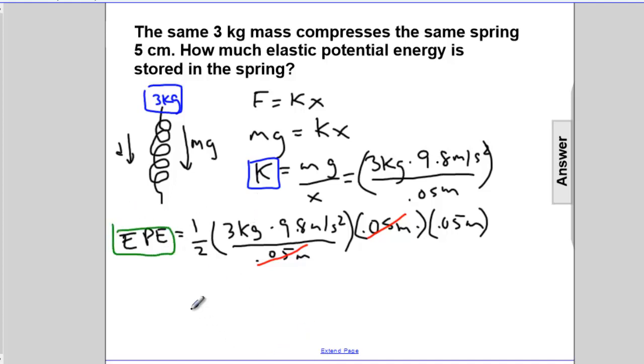And I did not write the equation for EPE, so let's just rewrite that. That would have been EPE is equal to 1/2 times K times x squared. 1/2 K x squared. Let's reveal the answers.